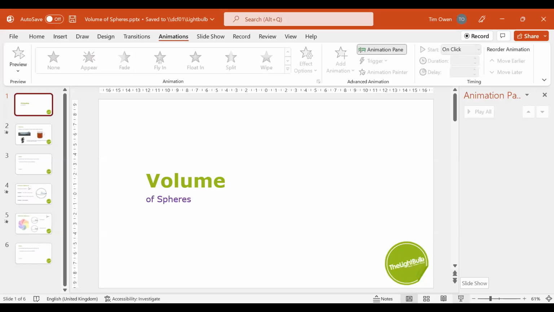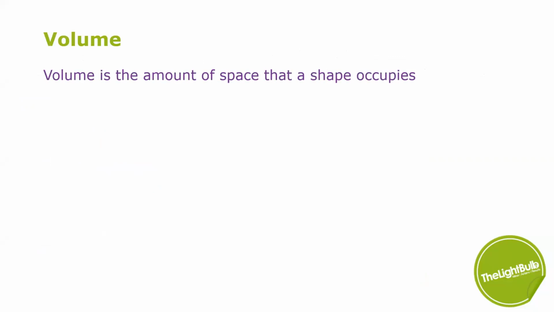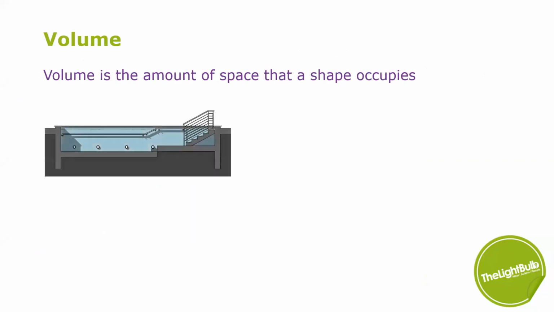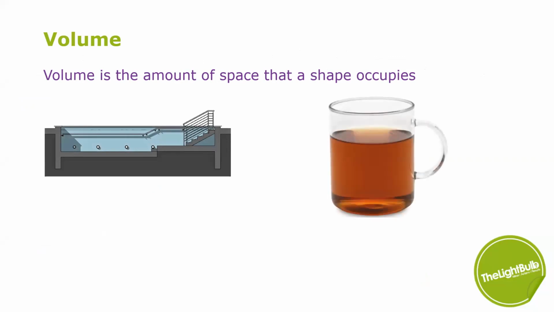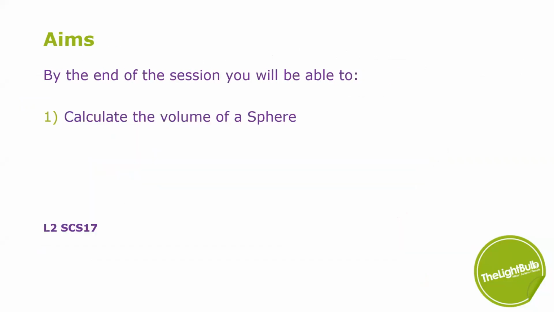And this is another level 2 topic, volume of spheres. Just as a reminder, volume is the amount of space that a shape occupies. So we're thinking about things like how much water a swimming pool can take, how much coffee or tea a cup can hold, how much oxygen can be in a tank. All these different shapes require different formulas to be able to work out the volume correctly. Today we're looking at spheres, which is a level 2 topic.